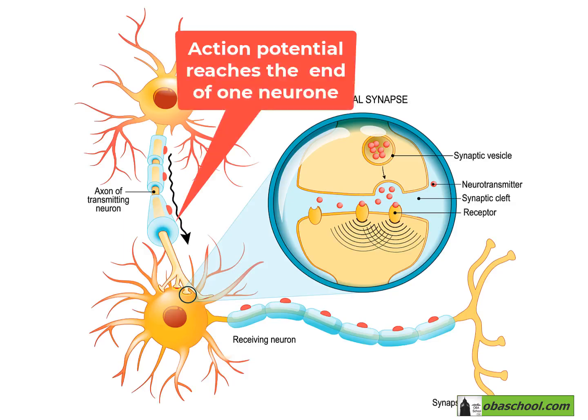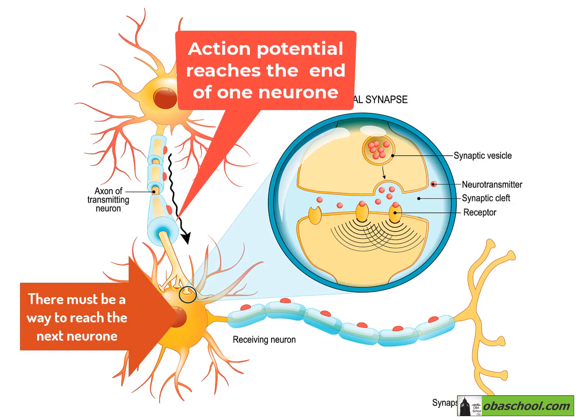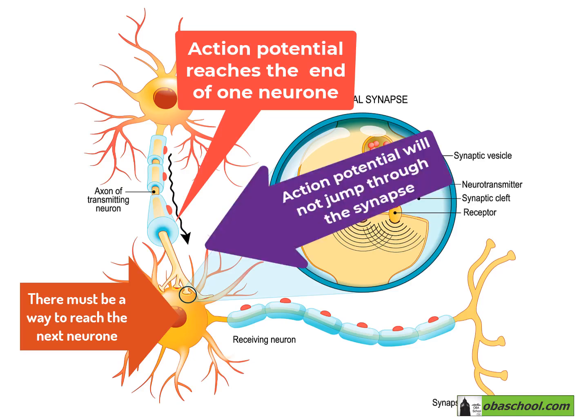When an action potential reaches the end of one neuron, there must be a way to start an action potential in the next neuron. The two neurons will not be in direct contact, and action potentials indeed will not jump across the gap, which is called the synapse. So, another method is employed.